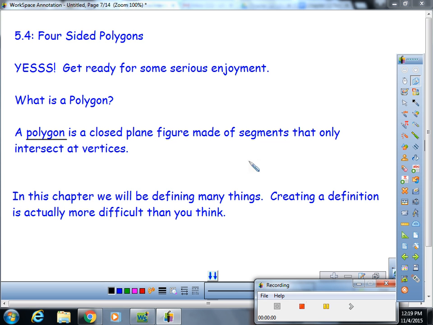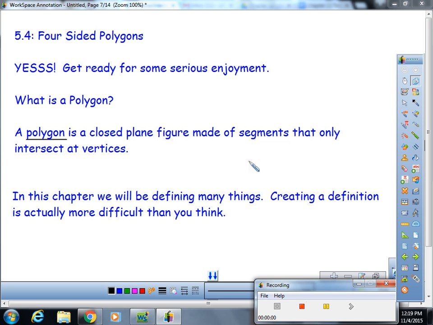All right, this is one of my favorite lessons to teach, so I hope you are ready for some serious enjoyment and challenge to boot. This is about four-sided polygons. Please bear with me as I get through the beginning of this, and then we'll get into the meat and potatoes of the lesson. What is a polygon? Most of you have a good idea, but could you define polygon?